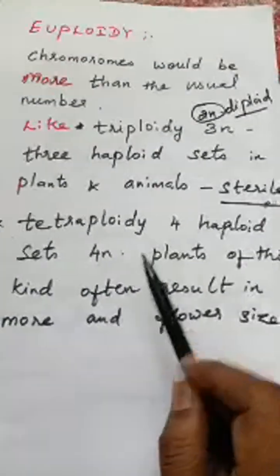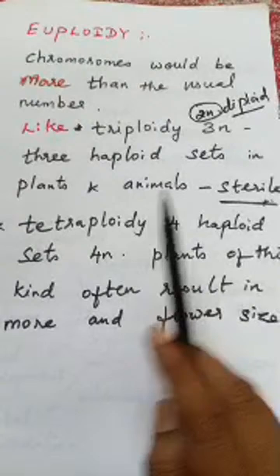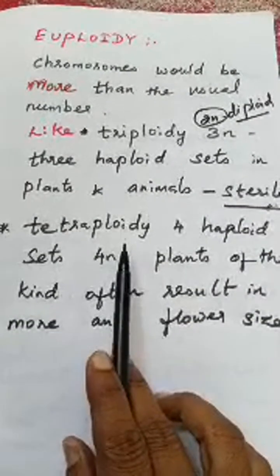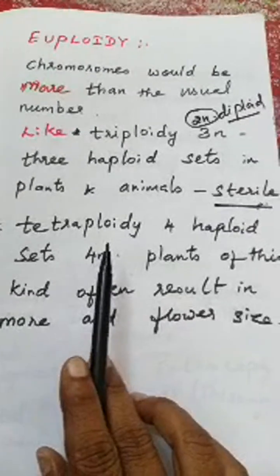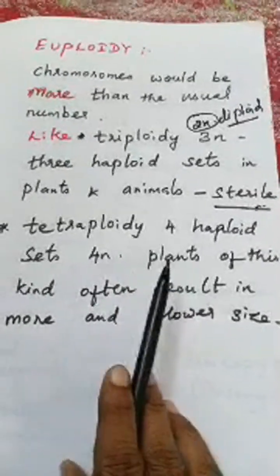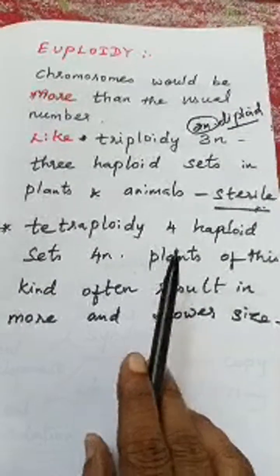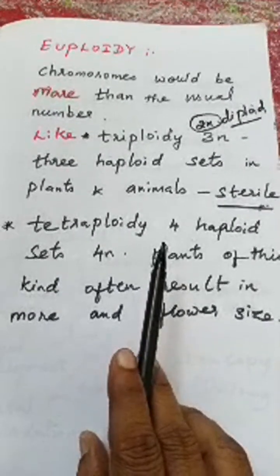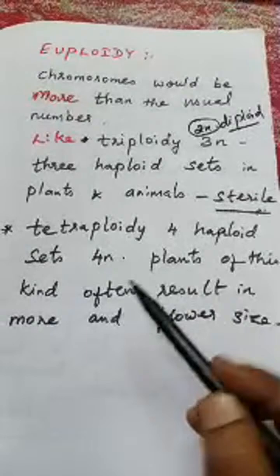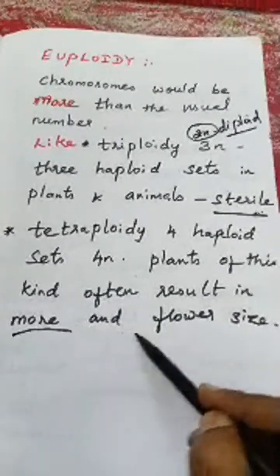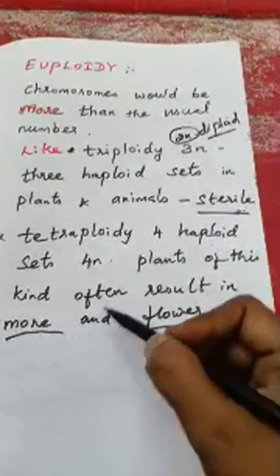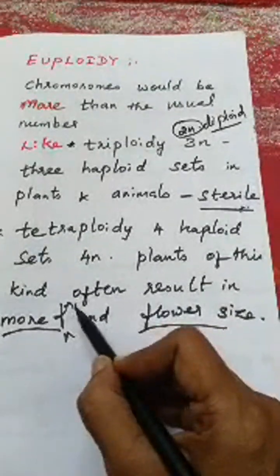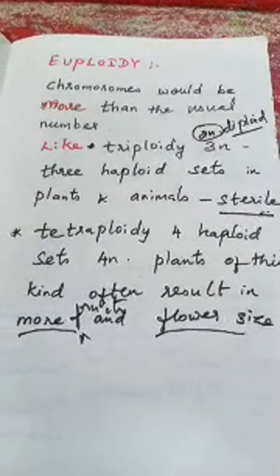Understood? So like 3n, there will be 4n also. That is four haploid sets of chromosomes will be there in some plants. Here 4n chromosomes are good. There will be more production of plants, with more flowers and fruits.